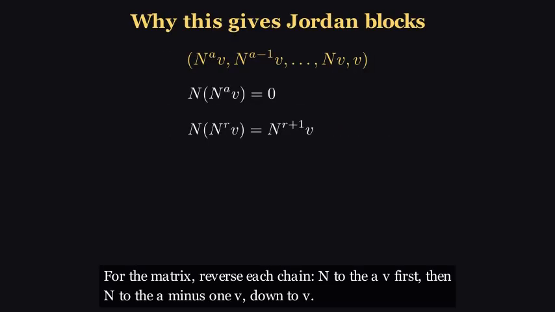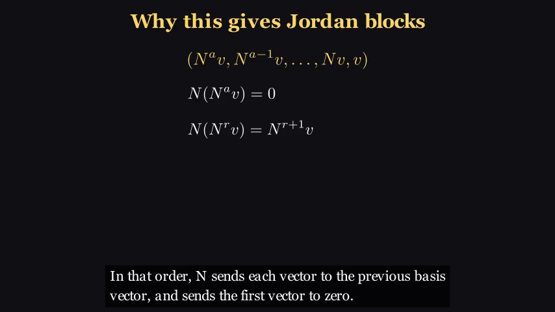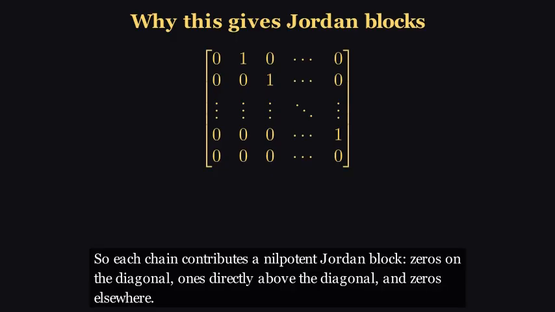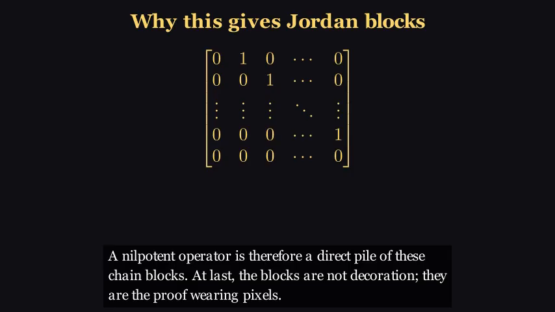For the matrix, reverse each chain: N to the a v first, then N to the a minus 1 v, down to v. In that order, N sends each vector to the previous basis vector and sends the first vector to 0. So each chain contributes a nilpotent Jordan block. Zeros on the diagonal, ones directly above the diagonal, and zeros elsewhere. A nilpotent operator is therefore a direct pile of these chain blocks. At last, the blocks are not decoration. They are the proof-wearing pixels.